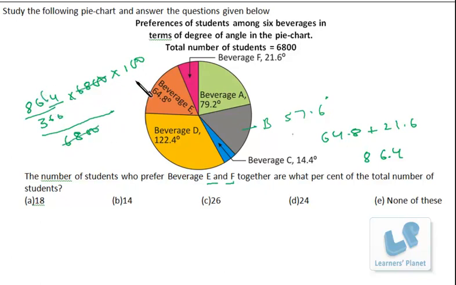Simple calculation, you just have to divide 864 by 36. So it's purely 24%, right? No need to calculate further.